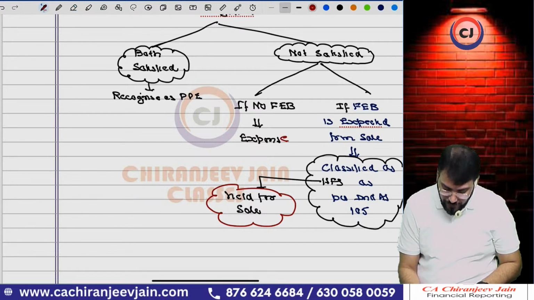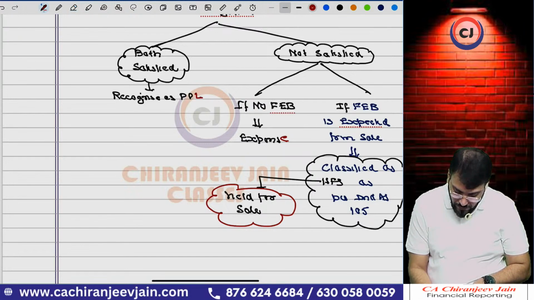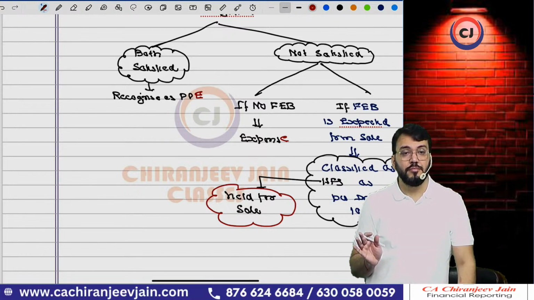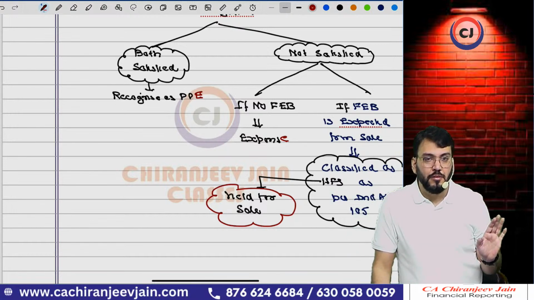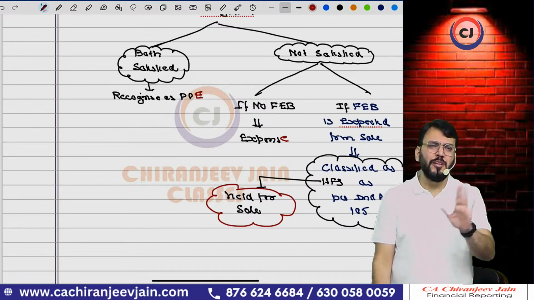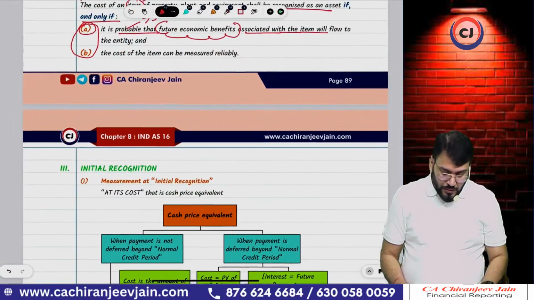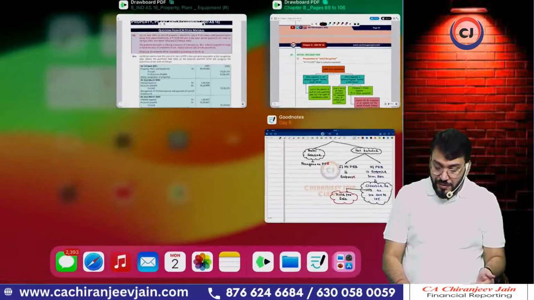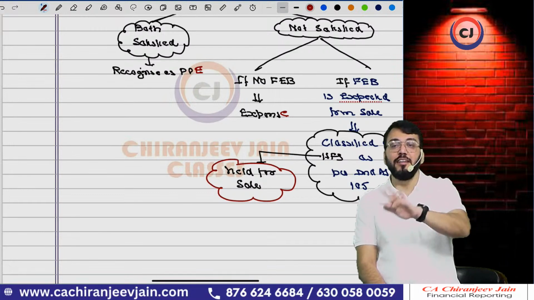Okay, sir. So recognition criteria also understood. Definition criteria, recognition criteria, no doubt. Now coming to it: once recognition criteria are satisfied, it will be recognized in our books of account. So we require measurement, initial and then subsequent.